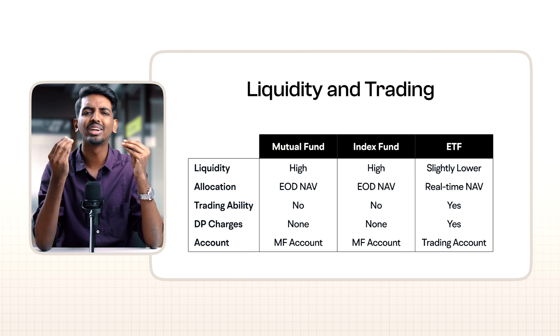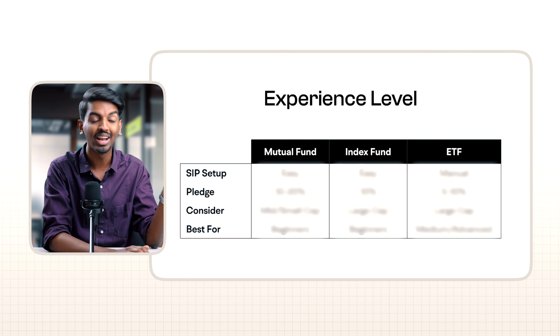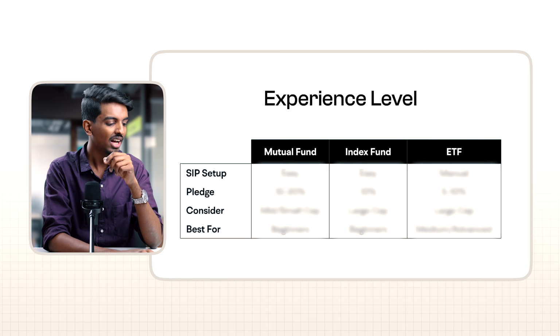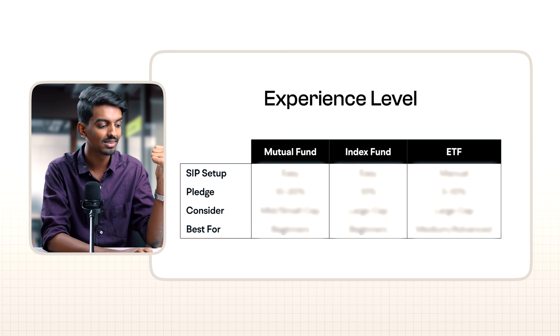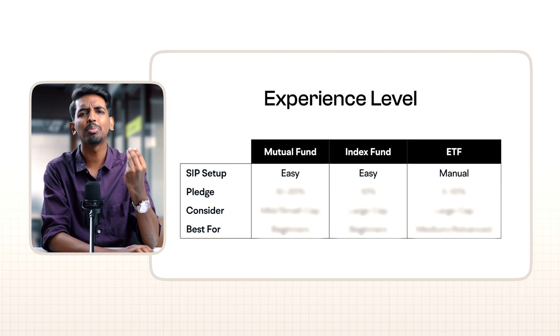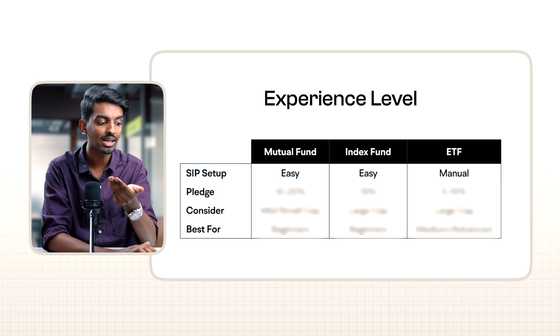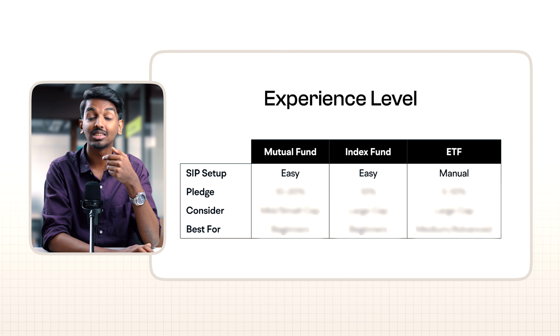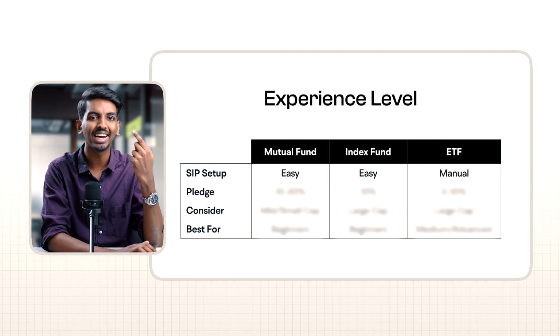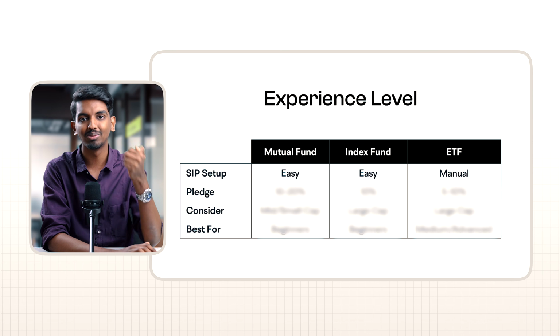So now I know you've learned a lot of points. Let's come to the conclusion of the video, which is experience level and what is best for whom. The first thing you have to understand is SIP setting up, right? Because as long-term investors, most people are looking to set up SIPs and then forget about it. For mutual funds as well as index funds, it is very easy to set up an SIP, whereas for ETFs, it is manual. It is more difficult to set up an SIP. You might be forming opinions based on your investment style here.